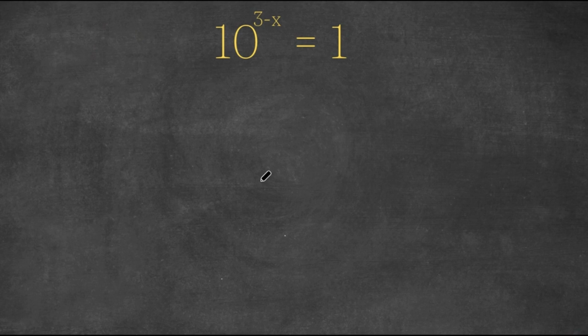In today's video, I'm going to be teaching you guys how to solve this exponential equation. So we have 10 to the power of 3 minus x equals 1. Whenever we're solving exponential equations similar to this one, we always want to make sure that our bases here, in this case 10 and 1, are the same.